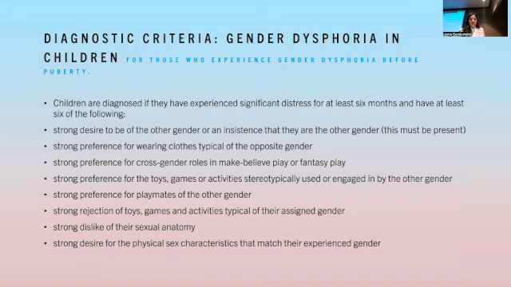And in order for the child to meet criteria, they have to have this significant distress for 6 months and have met these criteria. It's similar to the adult, but it's sort of geared towards children. For example, strong preference for toys, games, and activities stereotypically used or engaged in by the other gender, strong preference for playmates of the other gender, strong rejection of toys, games, and activities typical of their assigned gender.